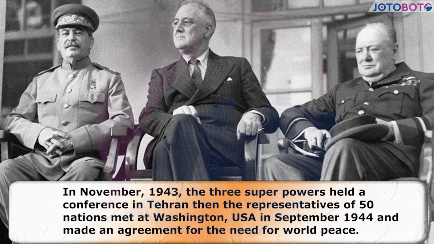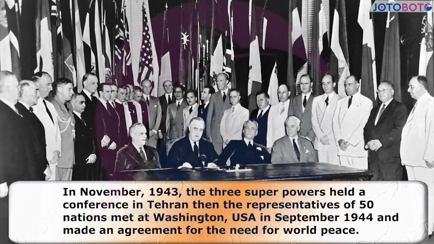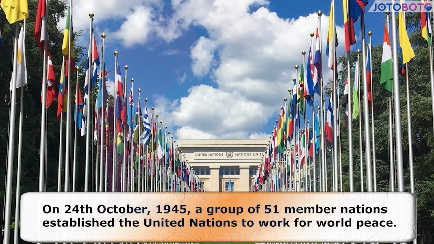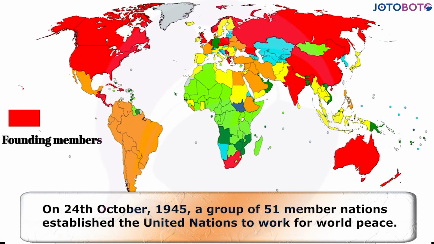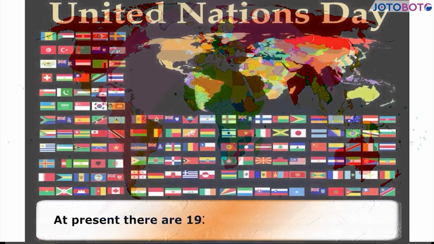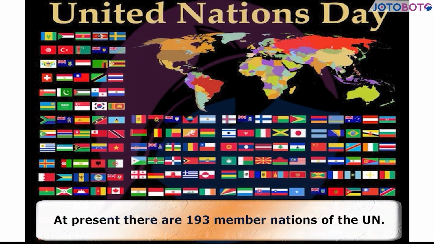In November 1943, the 3 superpowers held a conference in Tehran. Then the representatives of 50 nations met at Washington, USA, in September 1944 and made an agreement for the need for world peace. On 24 October 1945, a group of 51 member nations established the United Nations to work for world peace. At present, there are 193 member nations of the UN.